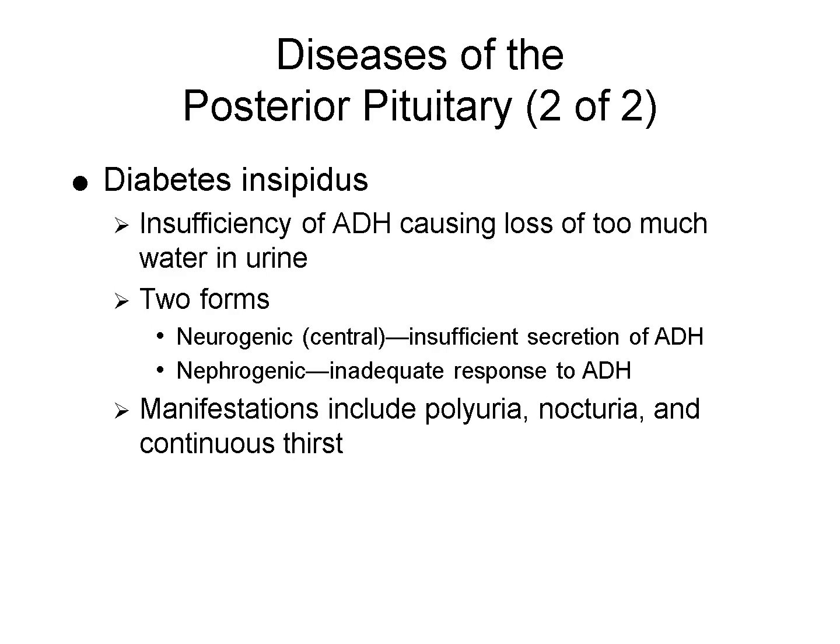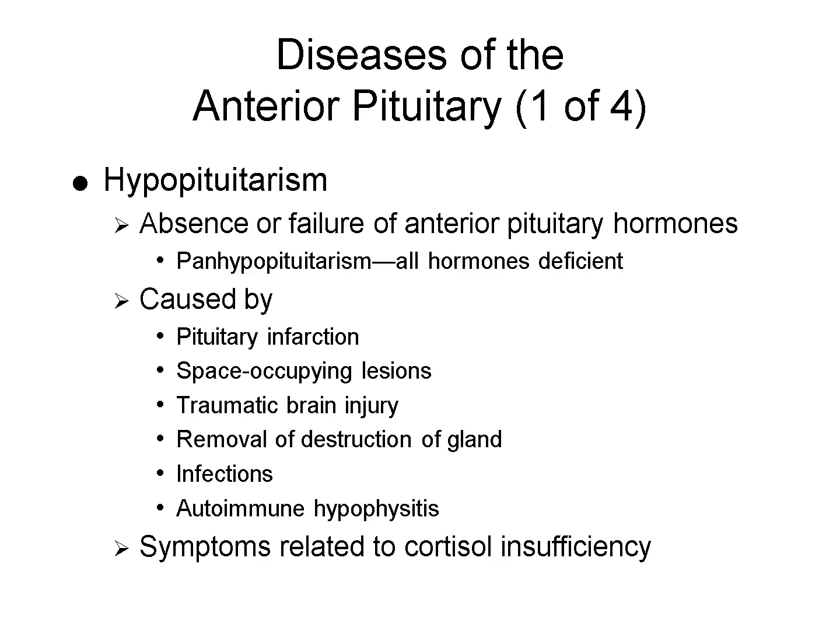In contrast to SIADH, diabetes insipidus is caused by ADH deficiency or resistance. There are two main types: neurogenic, where the brain fails to produce ADH, and nephrogenic, where the kidneys don't respond to it. Common symptoms include excessive urination, extreme thirst, and nighttime awakenings to urinate. Without treatment, patients risk dehydration and electrolyte imbalance.